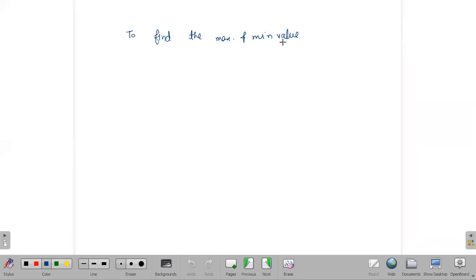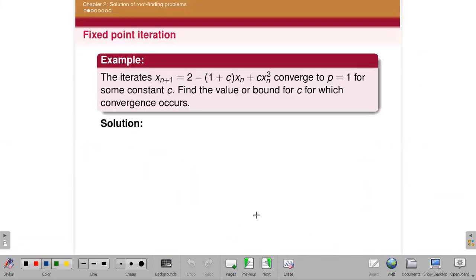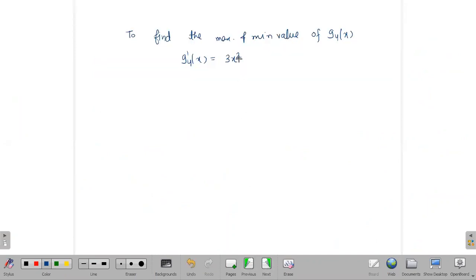Maximum and minimum value of g of x, g4 of x, we are taking. So let us find the derivative. Its derivative is 3x square by 7. So it is positive overall for all x belonging to 0, 1, which implies g4 of x is an increasing function on 0, 1.